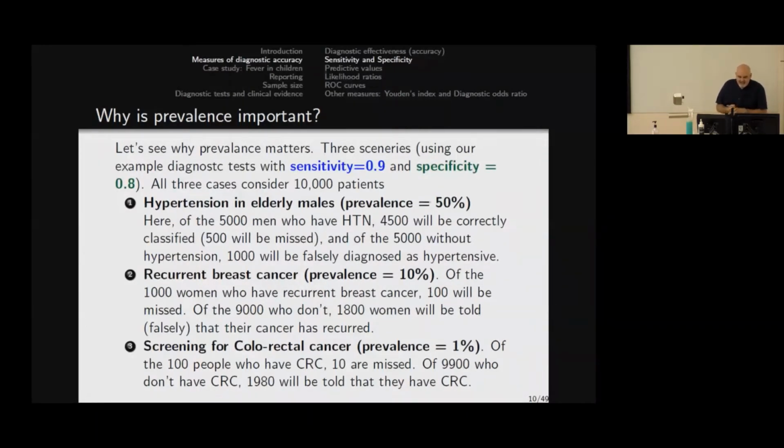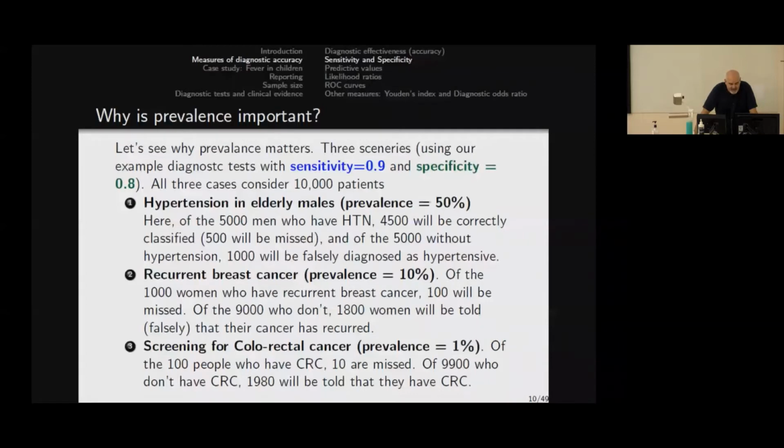Let's consider a case where the sensitivity is 90% and specificity is 80%, just like we just calculated. And in all three cases, we're considering 10,000 patients. And I shouldn't really say 10,000 patients, 10,000 people, because if you don't have the disease, you're not really a patient. Okay, so in the first case, we're talking about hypertension in elderly males. The prevalence is 50%, okay? By the way, I'm just making this up.